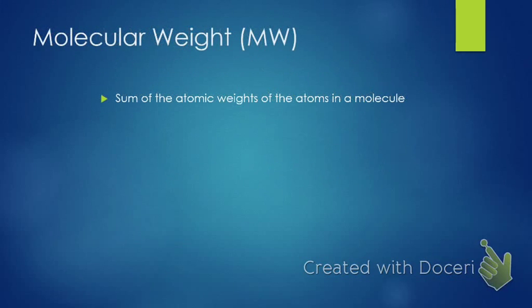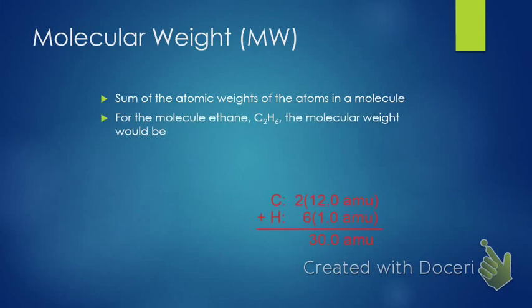So if we look at the example here, a molecular weight is just the sum of the atomic weights in a molecule, and it's done exactly like you do for the formula weight. So if we want to look at ethane, we would have each carbon at 12.0 AMU and each hydrogen at 1.0. So we would have 24 plus 6, which is 30 AMUs.